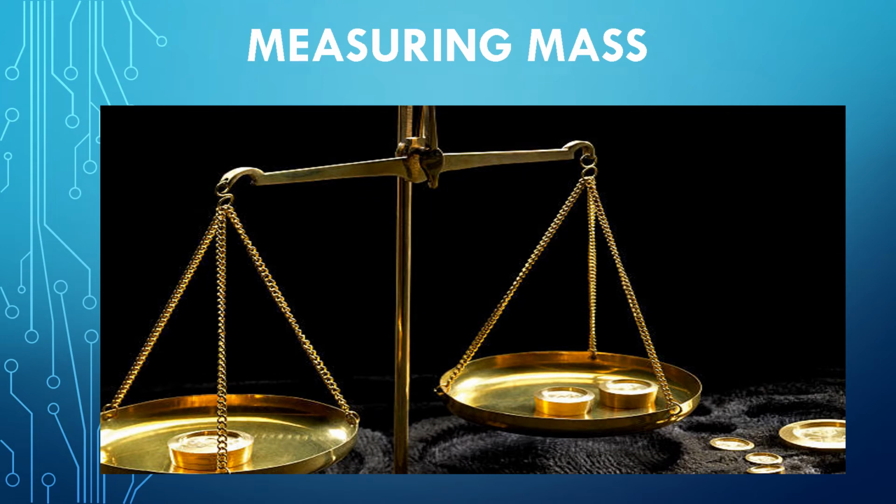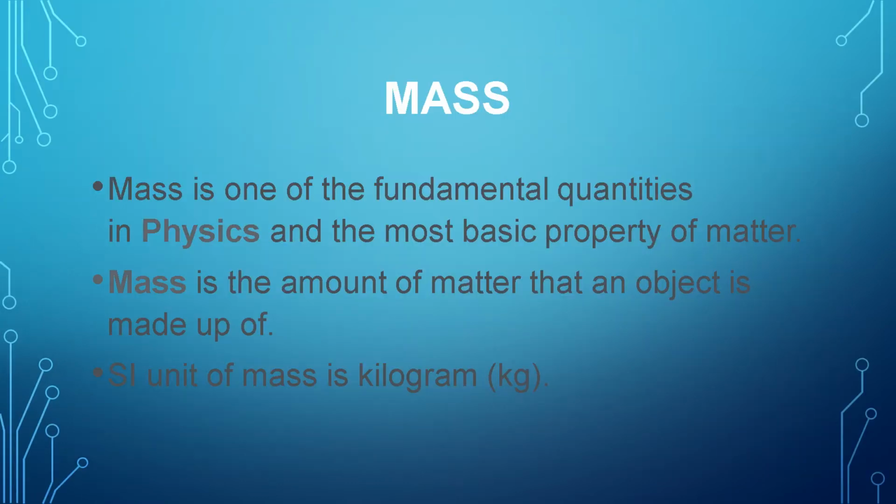Hi, today we will discuss measuring mass. Mass is one of the fundamental quantities in physics and the most basic property of matter. What is mass? It is the amount of matter that an object is made up of. And the SI unit of mass is kilogram and its symbol is kg, both in small letters.